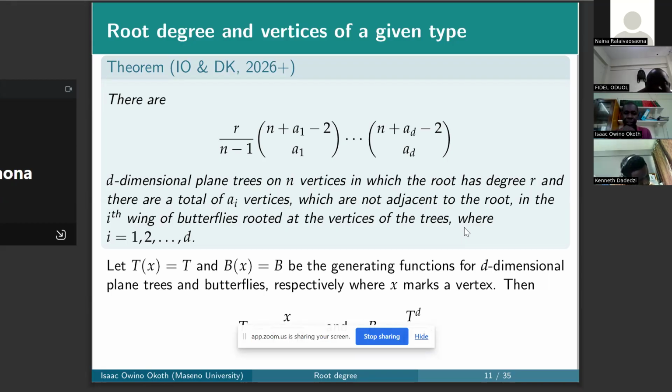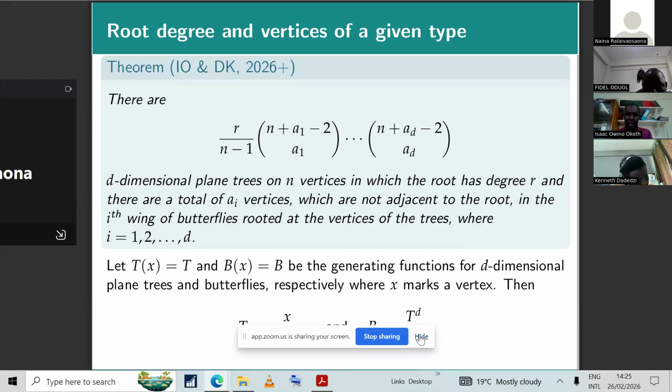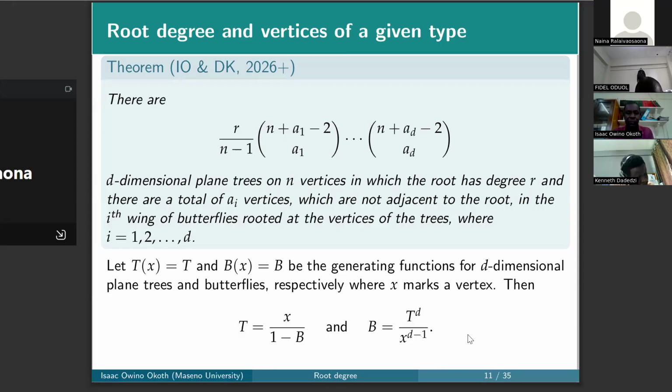And then how do you create a butterfly? For a butterfly, you need to bring trees together. That's why it is t raised to the power d, but we have to divide by x raised to the power d minus 1 so that we don't overcount the vertices. You bring the trees together, you are gluing the vertices together. You pick d different trees, and a vertex from each tree is glued together.